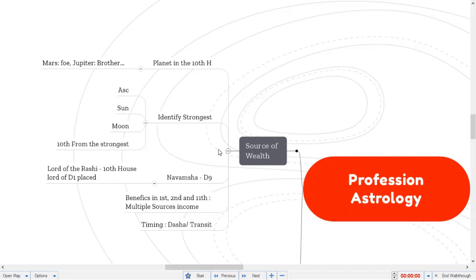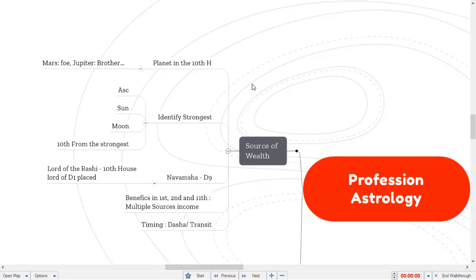If Jupiter is there, then that actually means your brother. If Venus, then your wife. If Sun is there, then likely your father will help you with your wealth. So that's how it goes. So what do you do? You need to identify the first important thing in profession: which is really the strongest, the 10th house from the ascendant, the Sun, or the Moon. See which of these three is the strongest. That planet will really drive your profession.